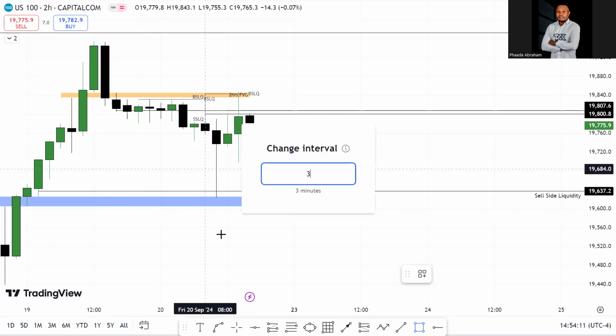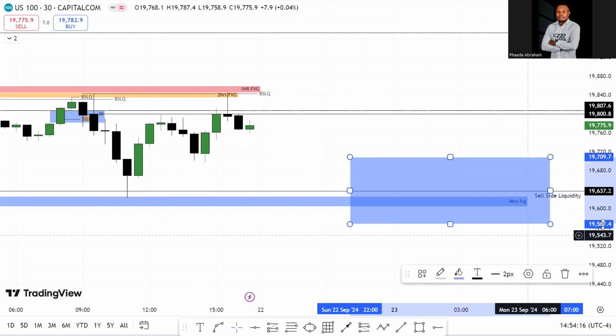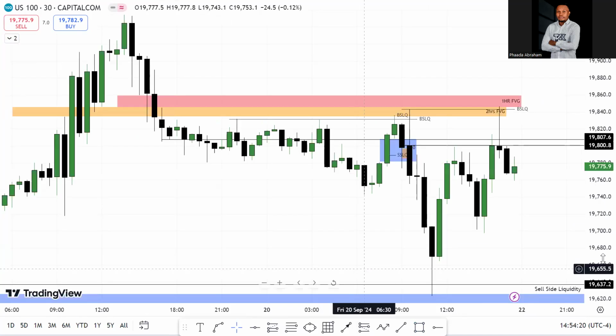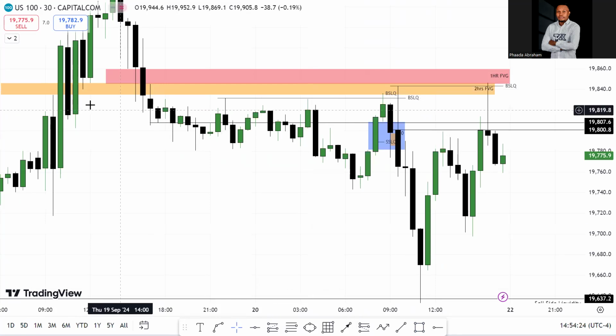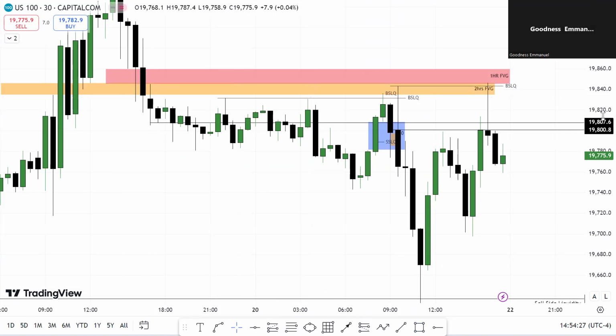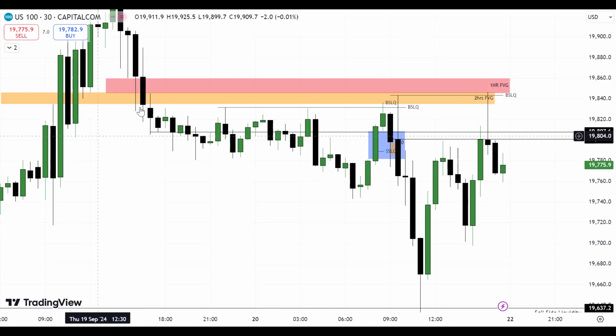So 30 minutes time frame. Just in the 30 minutes time frame here, we had this. Remember, this is the 2 hours inversion fair value gap. Hold on, let me take this. And this. So this is the 2 hours inversion fair value gap here.